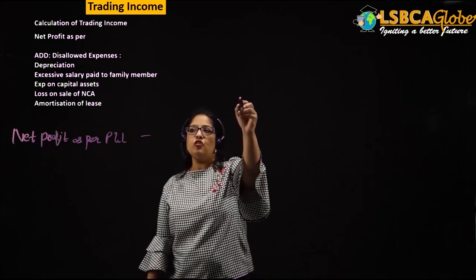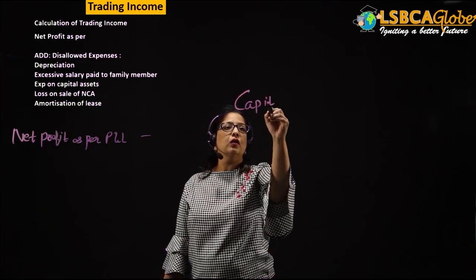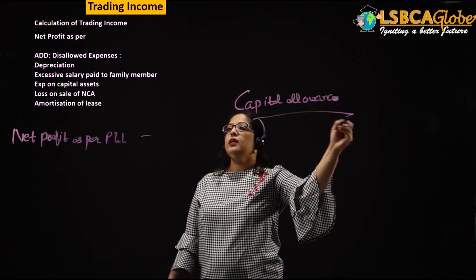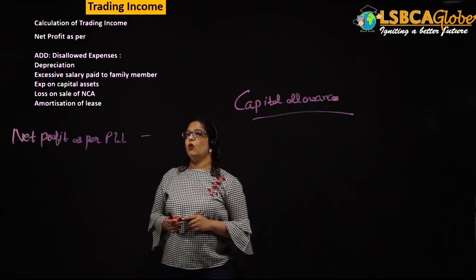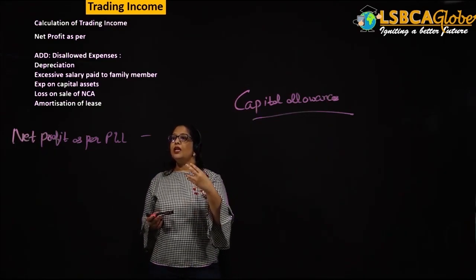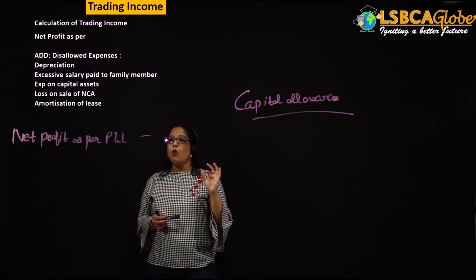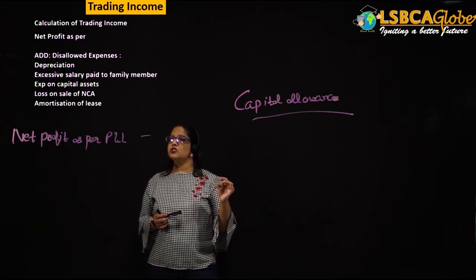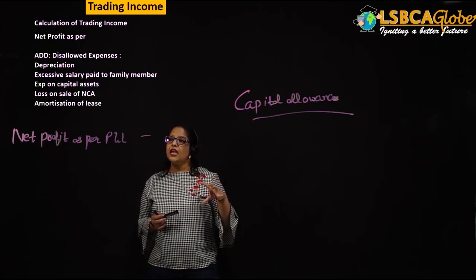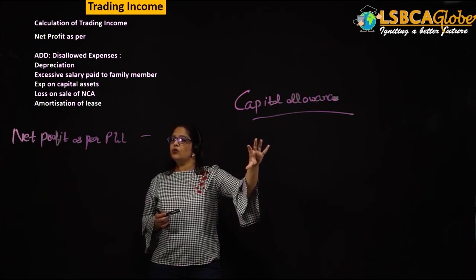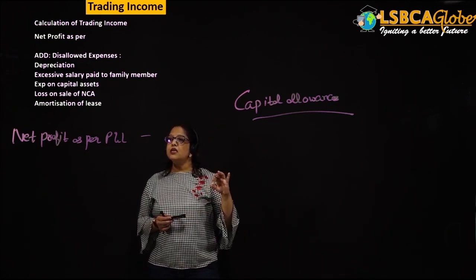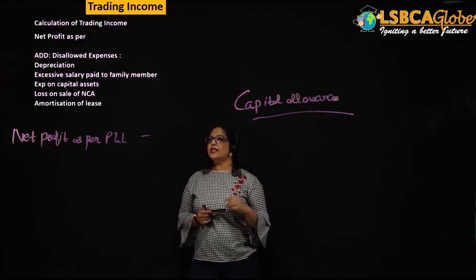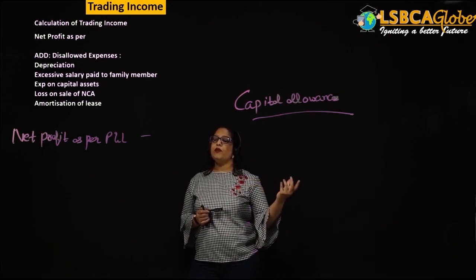Instead of depreciation, capital allowance is allowed, which I am going to discuss later on. So class, first of all, whatever the depreciation is, just add it back, because depreciation is not allowed, but instead of that, capital allowances are allowed. For capital allowances, a separate format is there. So add back depreciation, and add back excessive salary if it is paid to a family member.